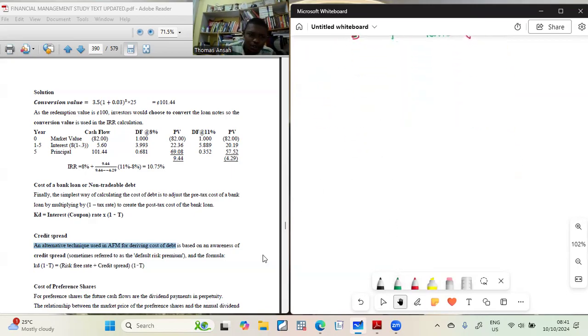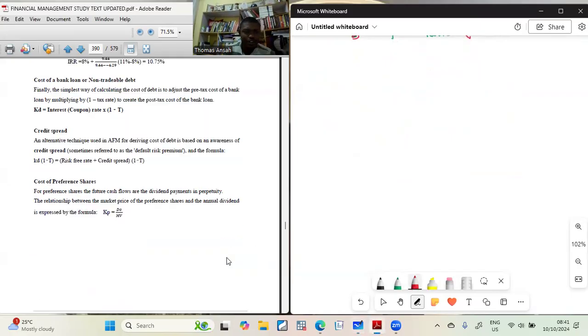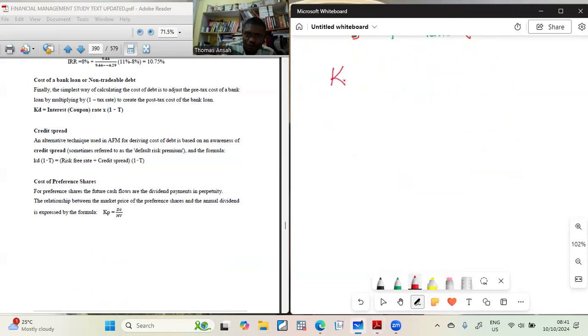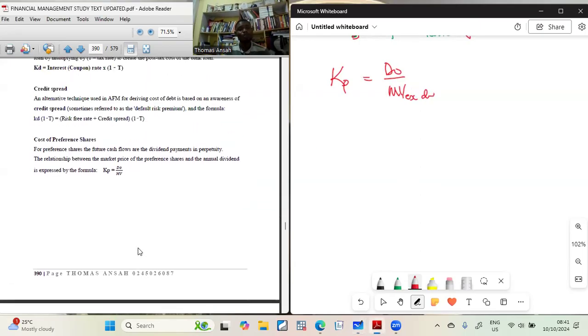Then the last one is cost of preference shares. That one is very easy. It's dividend. So cost of preference share, KP, will be given by the dividend over the market value of the shares, ex-dividend. So basically that is that. You put all together, then you calculate your WACC.